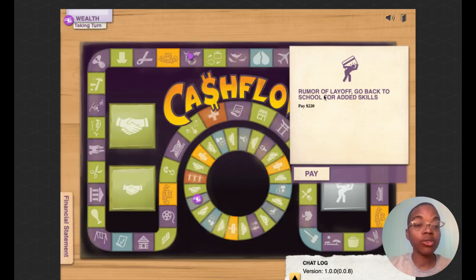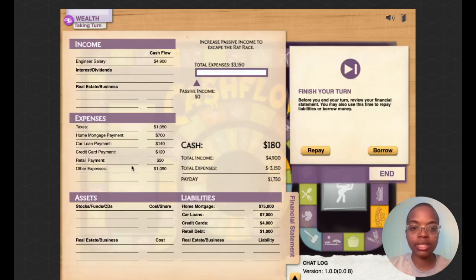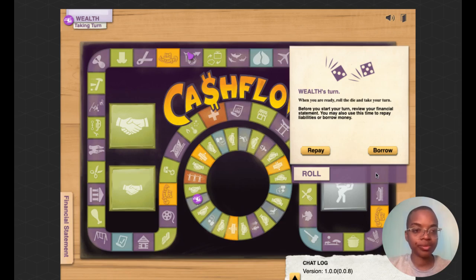So you see, I got rumor of layoff. I got to go back to school for added skills. So I got to pay $220. Once I paid that, you can see that it deducted $220 from my cash. So now I'm at $180 cash. And I'm just going to finish my turn right here. And because it's just me playing, I get to roll again.